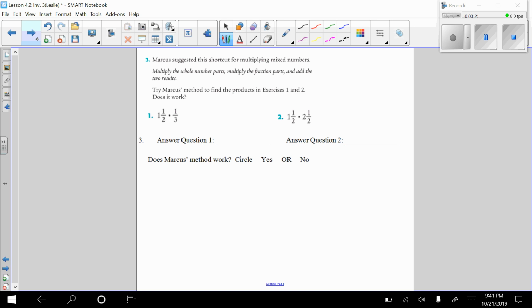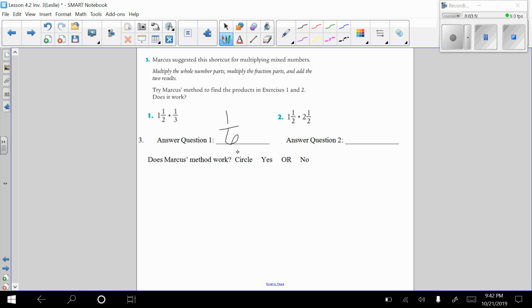Let's look at another one. Margaret suggests the shortcut for multiplying mixed numbers. Multiply the whole number part, then multiply the fraction part, and add the 2 results. Well, let's take a look and see if this works. Well, if I multiply the whole numbers, well, I have 1 1/2, but I don't have a whole number on the other one. It would just be 0. So 1 times 0 is 0. So that I don't have to worry about the whole numbers. And 1 times 1 is 1, and 2 times 3 is 6. So the answer would be 1/6.